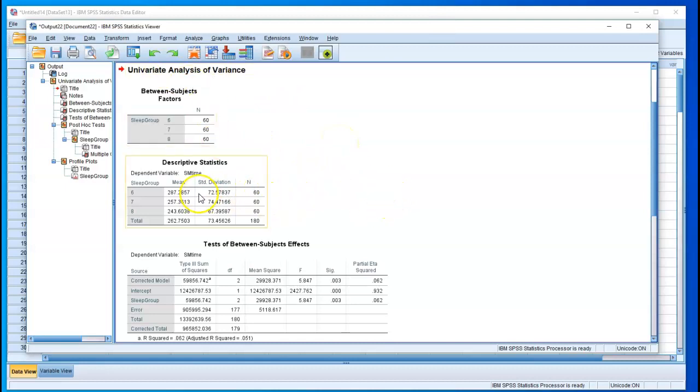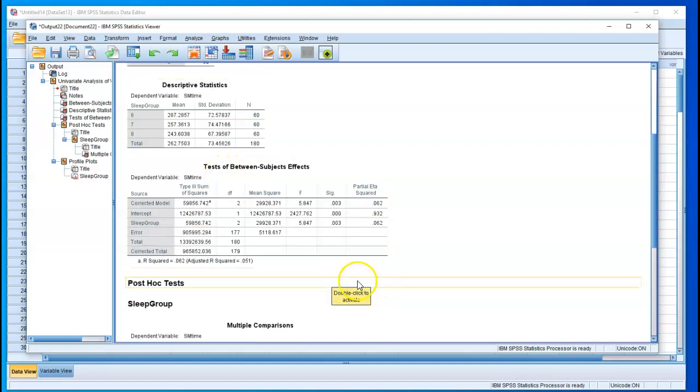Okay, so you can see here that we have means and standard deviations for our three groups. We have the number of minutes of social media use for the 6-hour, 7-hour, and 8-hour sleep groups. And we also have standard deviations for those three groups. You can see that our standard deviations are very similar across these three groups. There are no concerns about homogeneity of variance violations.